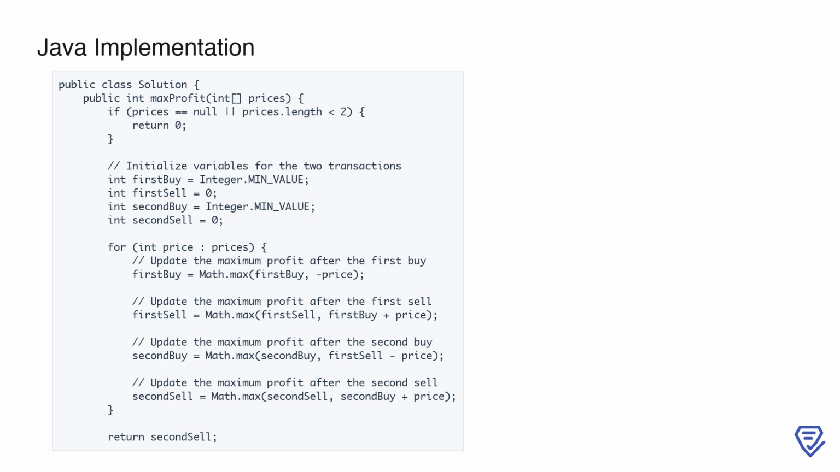Now, we iterate through each price in the input array. During each iteration, we update these variables step by step. First, we calculate the maximum profit after the first buy by taking the maximum of the current first buy and the negative of the current price. This accounts for the cost of buying the stock.